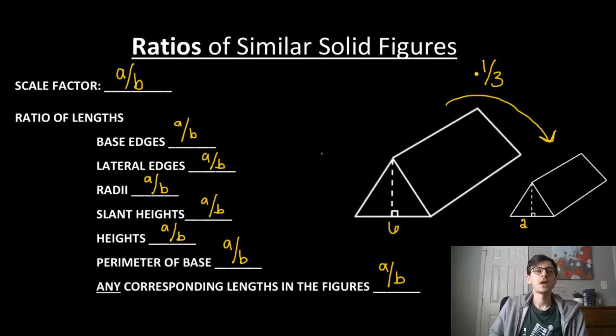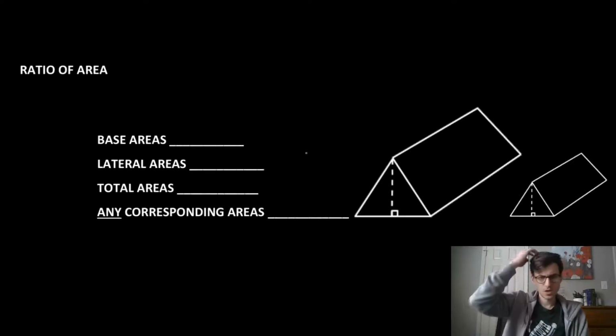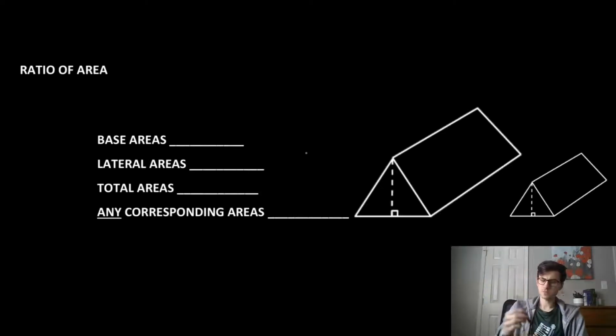So again, scale factor, if I say that two figures have a scale factor of A over B, that means that their side lengths have a scale factor of A over B. Okay, so what does that mean for area? Let's look. The ratio of area between two figures. So remember, we're saying we have a scale factor of A over B.